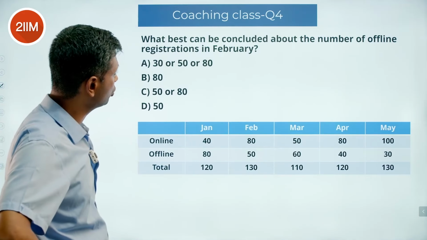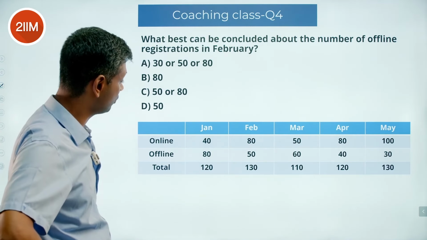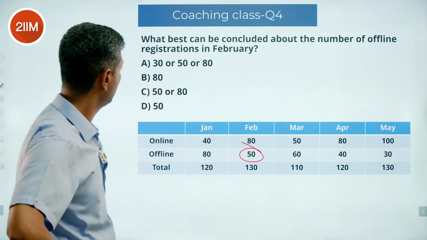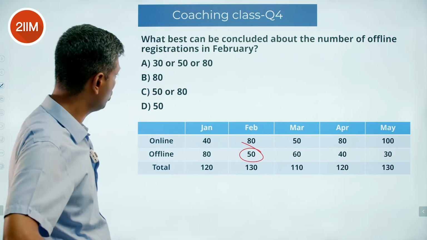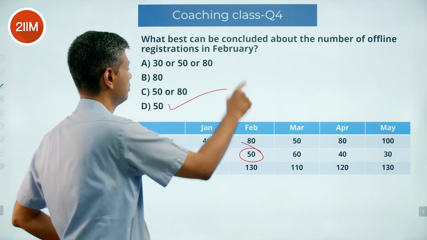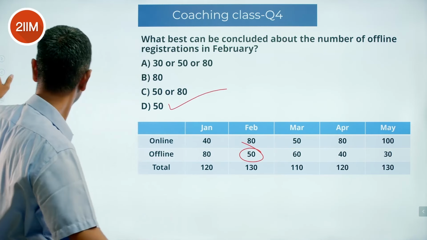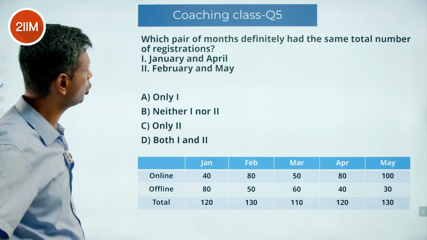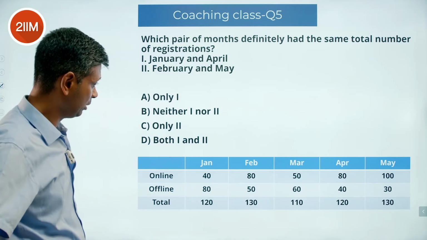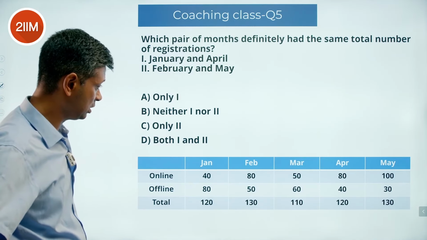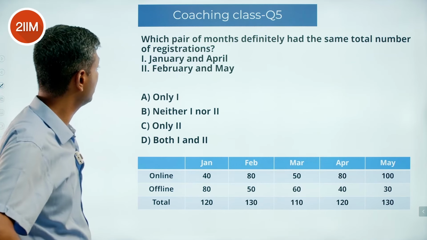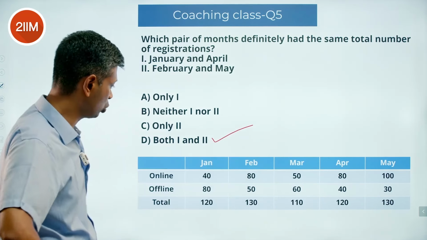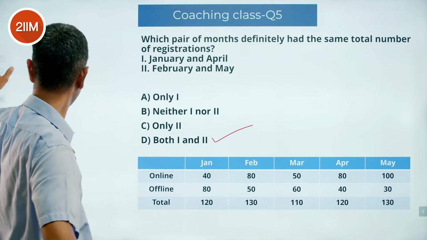What best can be concluded about the number of offline registrations in February? Offline in February is 50. It says 30 or 50 or 80. No, 80. No, 50 or 80. No, only 50. Done. True. Which pair of months definitely had the same total number of registrations? It will be Jan and April, Feb and May. Jan and April, Feb and May, both 1 and 2. Jan and April both had 120, Feb and May both had 130.